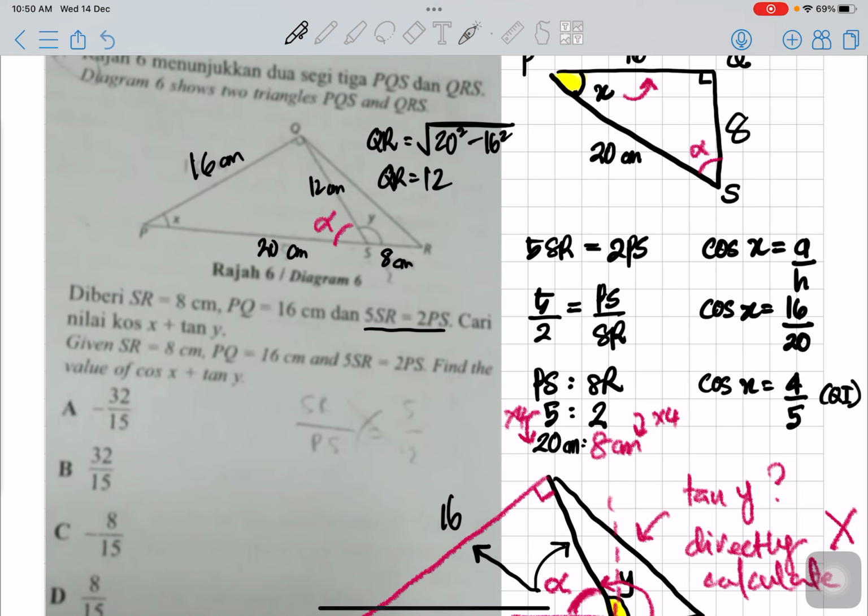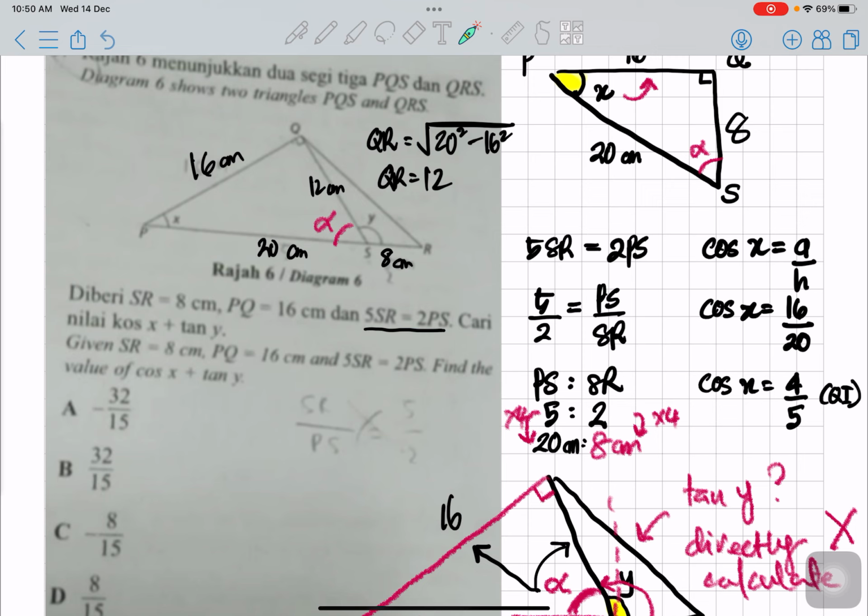Okay. And next, when we have the 20 and 8 centimeter for the length of PS and SR, we can find our cos F at first. Your angle is here, your X. So what is cos? Adjacent over hypotenuse. So which is adjacent? This one, 16. Sometimes students are confused: is it 16 or 20?